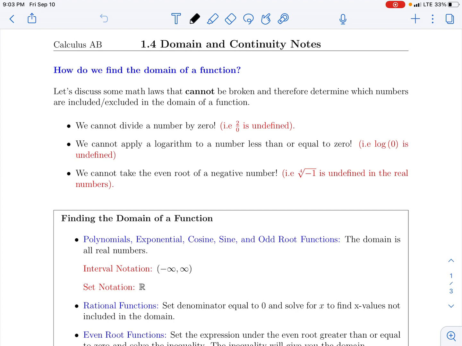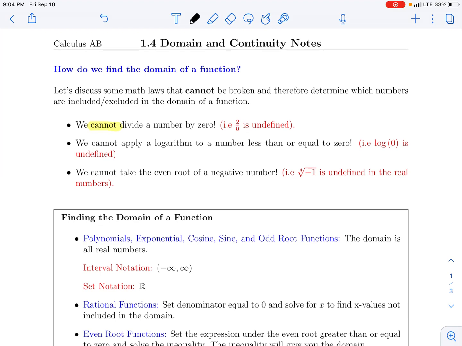Alright, and when I'm talking about this, I'm talking about it specifically algebraically. So first, let's just discuss some math laws that cannot be broken, and therefore determine which numbers are included or excluded in the domain of a function. Alright, so first we have that we cannot divide a number by 0. Okay, so in other words, 2 divided by 0, for example, is undefined.